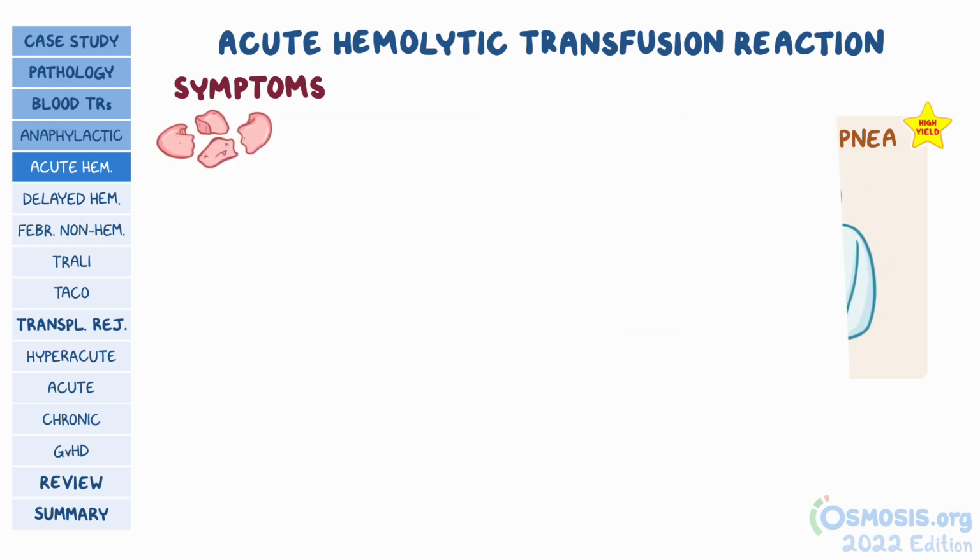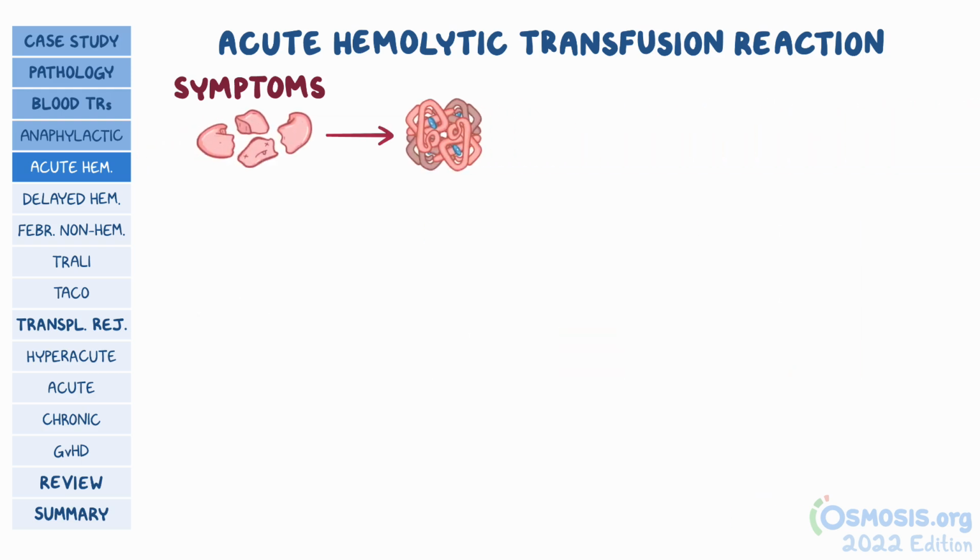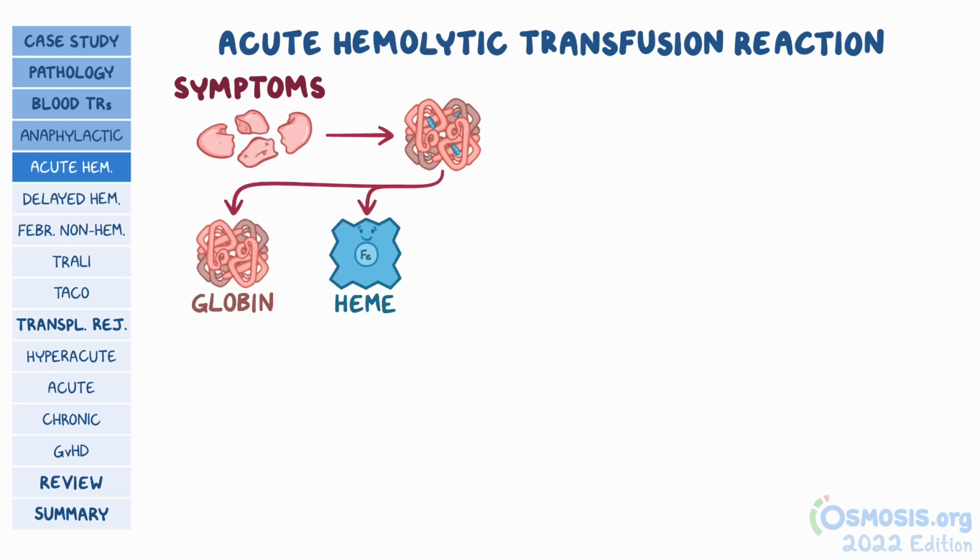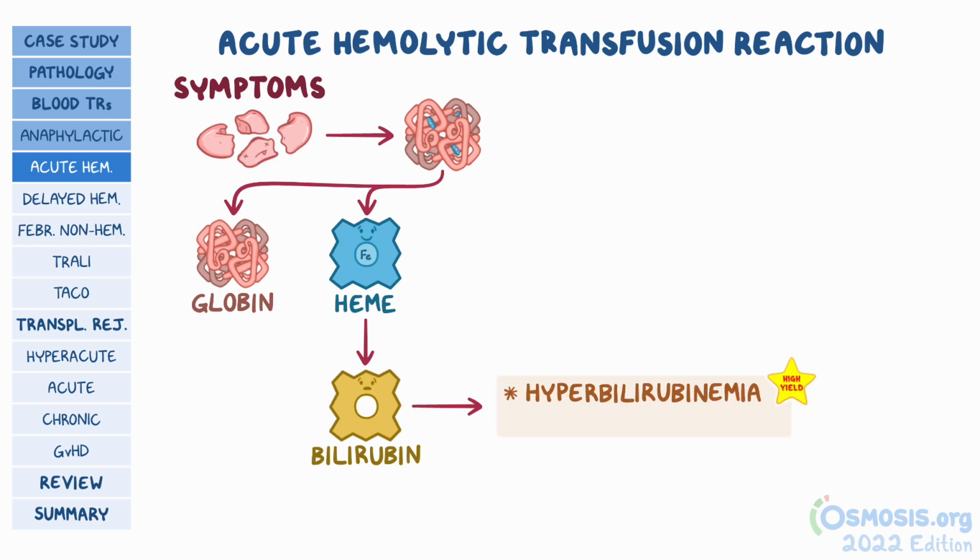Now, acute hemolysis results in a massive release of hemoglobin into the blood. Some of this hemoglobin breaks up into heme and globin. Heme is then converted into bilirubin, leading to hyperbilirubinemia, or high bilirubin in the blood. As a consequence, individuals may present with jaundice, which is when the excess bilirubin deposits in the skin and eyes, causing them to turn yellow.